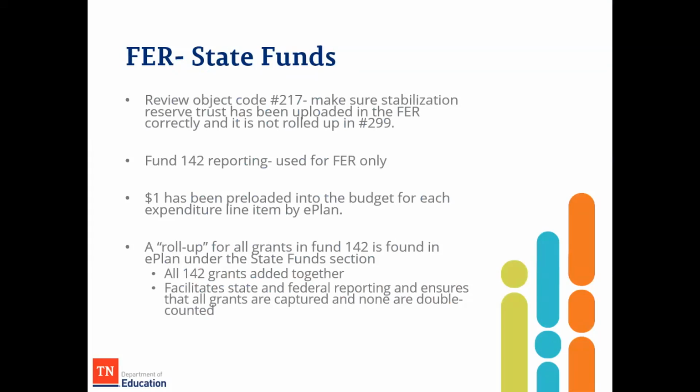Fund 142 reporting. This is used for the FER only. As we talked about earlier, there will be a roll-up for all the grants in Fund 142, and it's found in ePlan under the State Fund section. ePlan has preloaded into the budget $1 just so you will be able to complete your FER. Again, we're doing these individually grants, but we roll them together to be sure that all the grants are captured and that none are double counted.